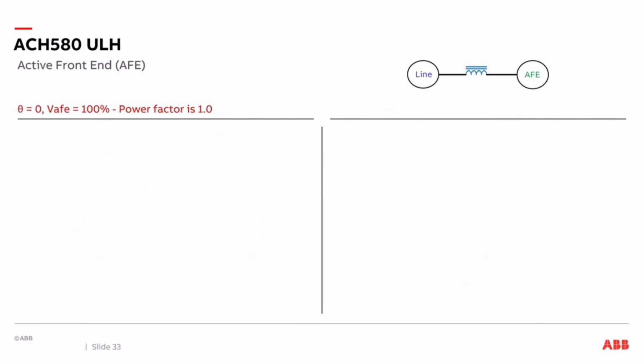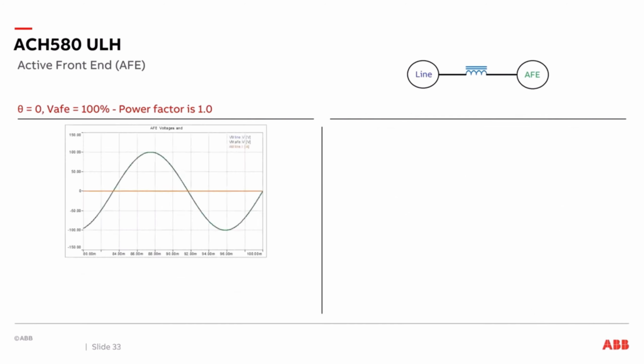All right, let's get back to normal again. We'll have our phase angle at 0 and our voltage of the active front end at 100% of the voltage of the line, and power factor is back to 1. If we look at both phasors, they're not shown on top of each other because they would be like the sine waves on top of each other. I've shown them a little bit separate from each other, so the voltage of the line is equal to the voltage of the active front end.